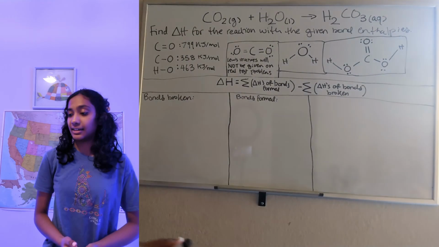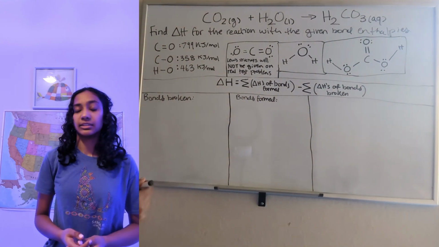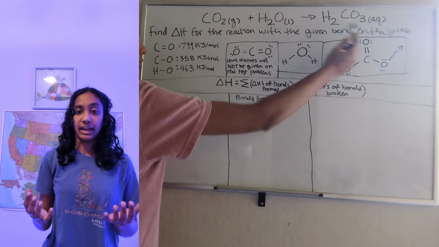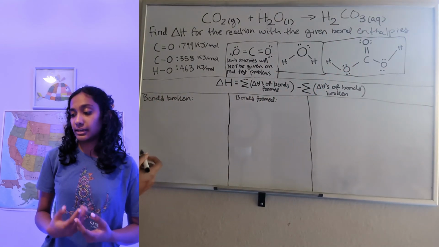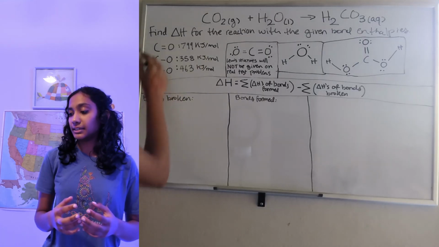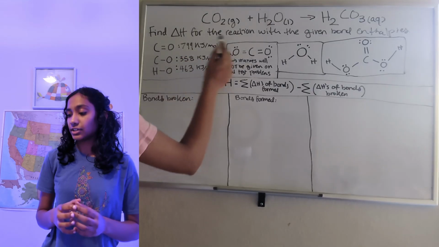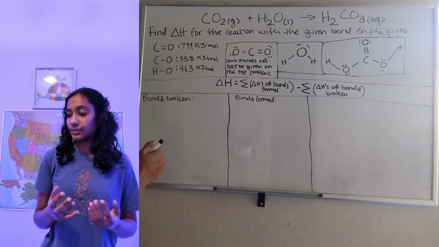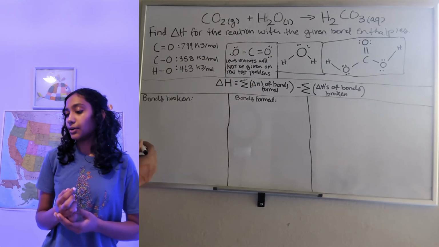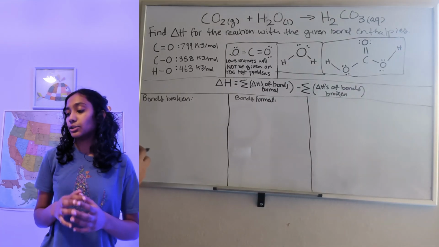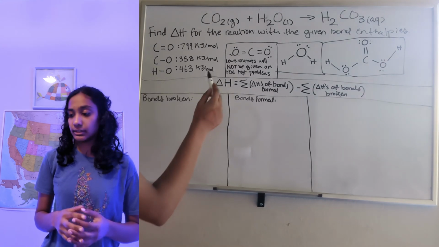Let's take a look at an example. This problem gives us a chemical reaction where carbon dioxide and water react to make carbonic acid, or H2CO3, and it gives us the different bond enthalpies on the side. It tells us to find the enthalpy of the reaction using the bond enthalpies that were given. First, to find out how many of each type of bond we actually have, I'm going to draw the Lewis structure for each of these molecules.